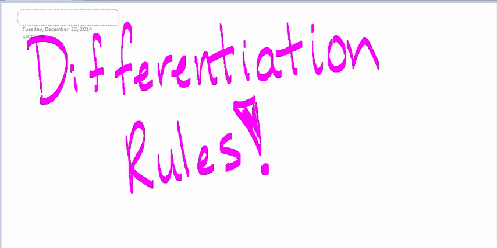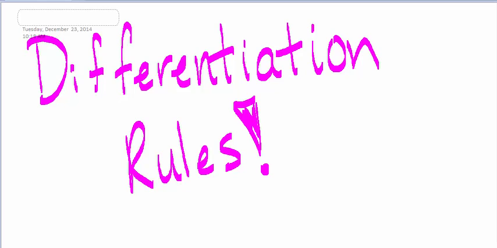Differentiation rules, or differentiation rules, depending on how we're looking at it. Differentiation is really an awesome, awesome thing. Today we are going to look at and investigate the different rules for differentiating different functions. I don't know about you, but the first principles, I think it takes a little while.